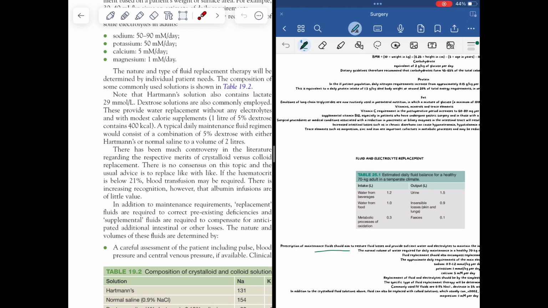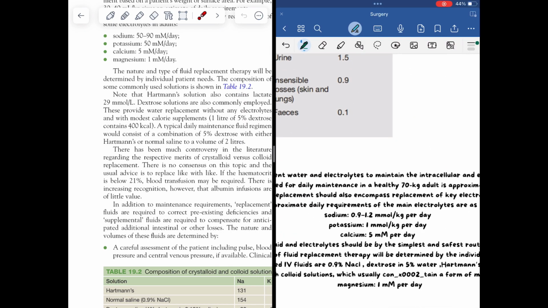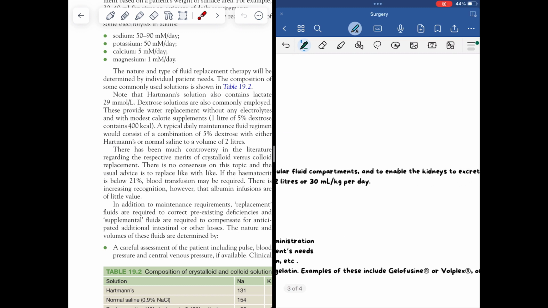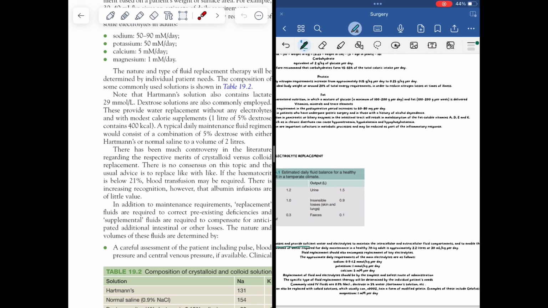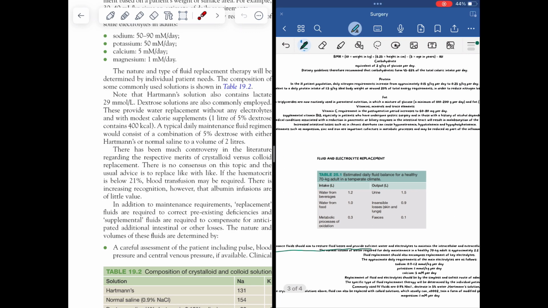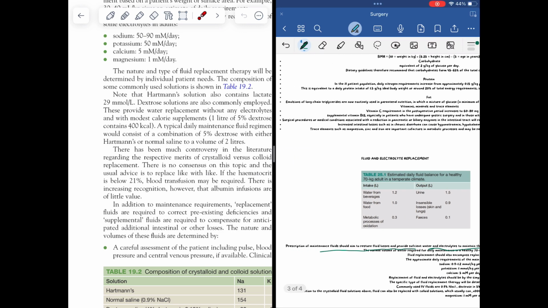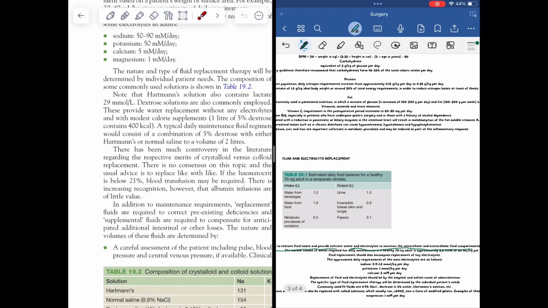The prescription of maintenance fluids should aim to restore the fluid losses. It should also aim to provide sufficient water as well as electrolytes to maintain the intracellular and the extracellular fluid compartments. It should also enable the kidneys to excrete the waste products. So we have to give maintenance fluids in such a way that all this is taken care of. Let me just write it down. It should restore the losses.